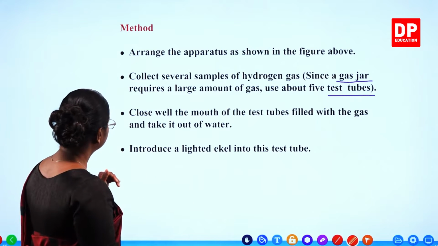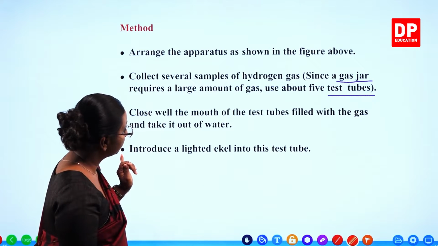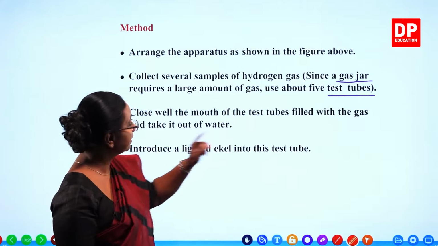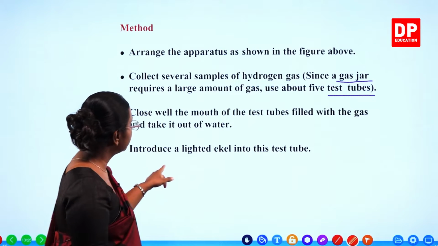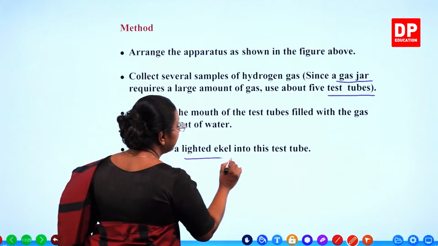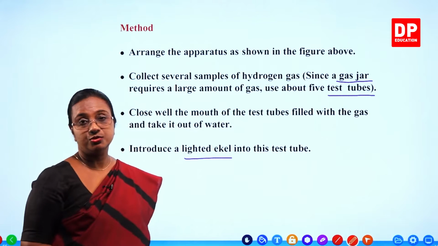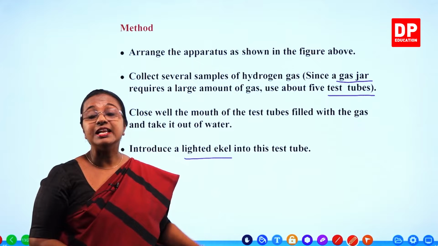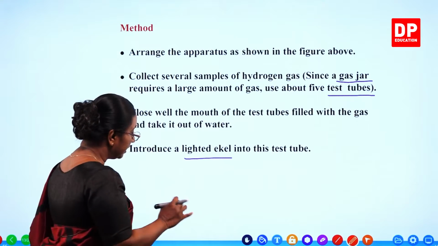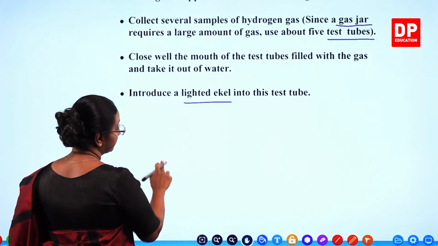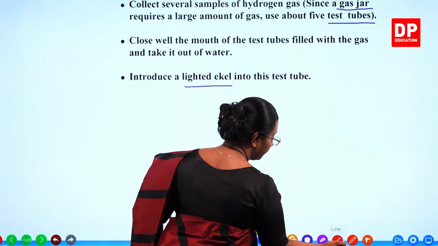Thereafter, close well the mouth of the test tubes filled with the gas and take it out of water. Introduce a lighted splint into the test tube. This is in order to identify the hydrogen gas. So here you can remember, students, I explained this to you all before also.